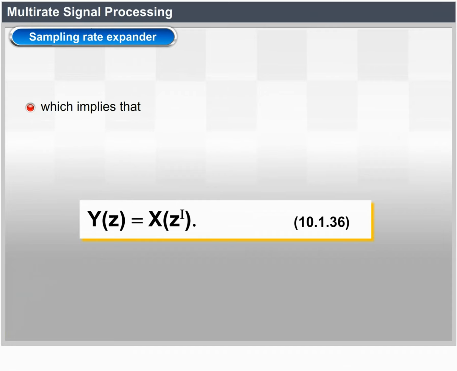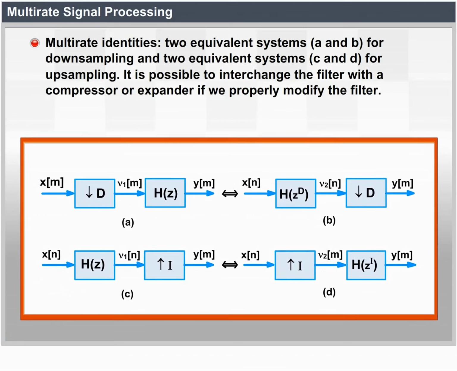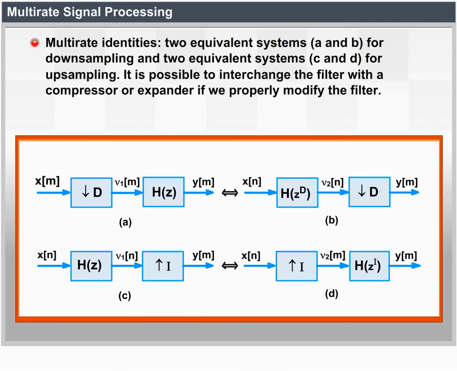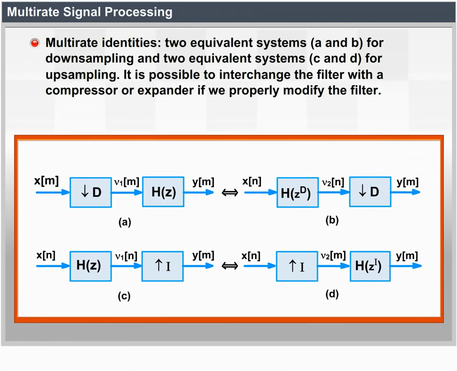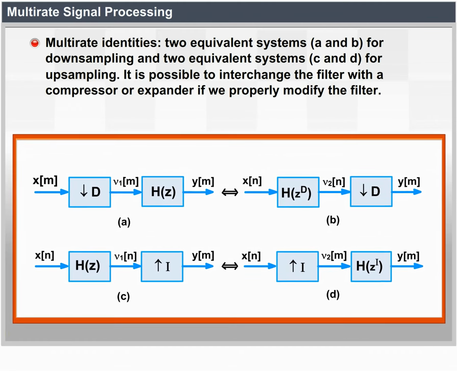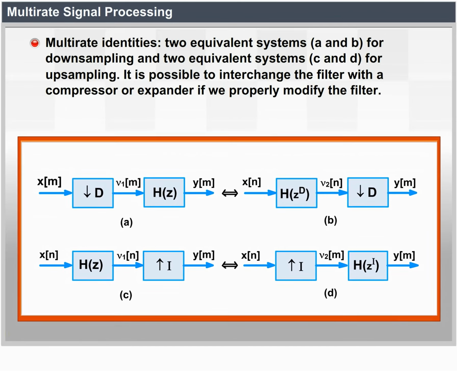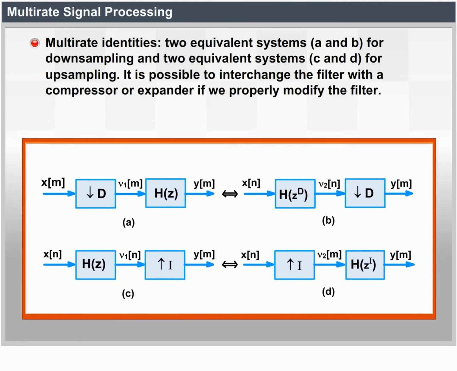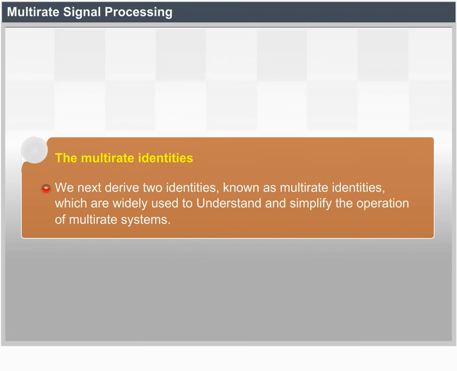Figure. Multi-rate identities. Two equivalent systems A and B for downsampling and two equivalent systems C and D for upsampling. It is possible to interchange the filter with a compressor or expander if we properly modify the filter. The multi-rate identities. We next derive two identities known as multi-rate identities, which are widely used to understand and simplify the operation of multi-rate systems. Interchange of filtering with downsampling.